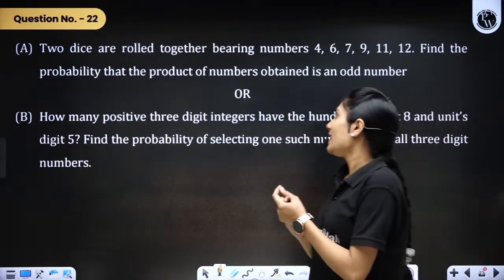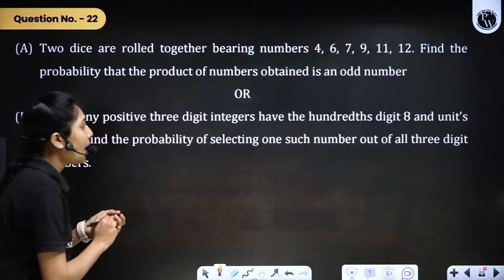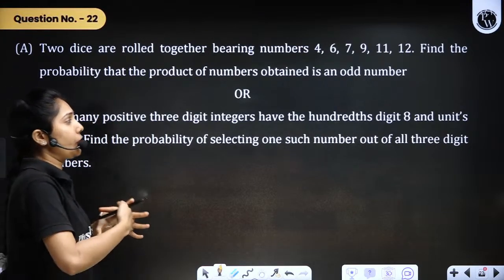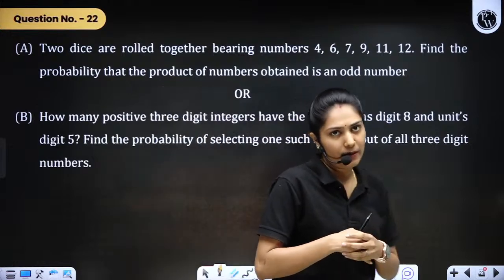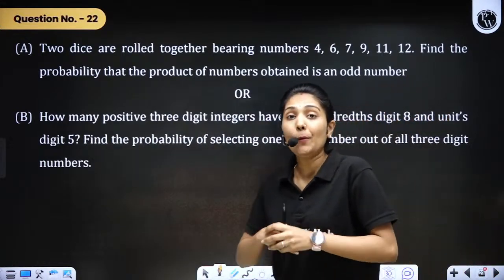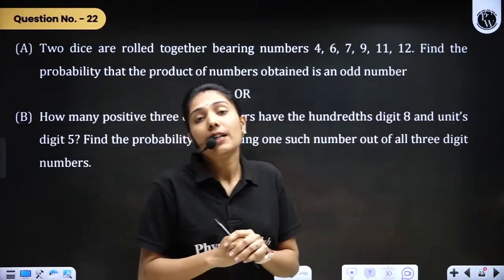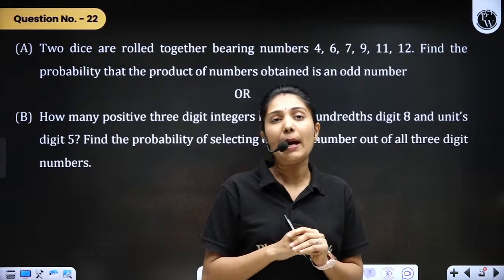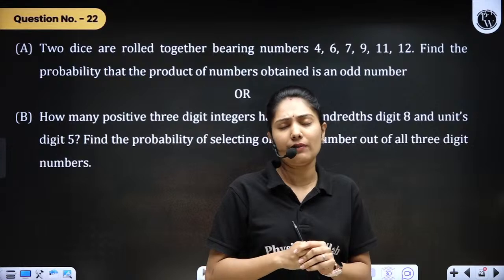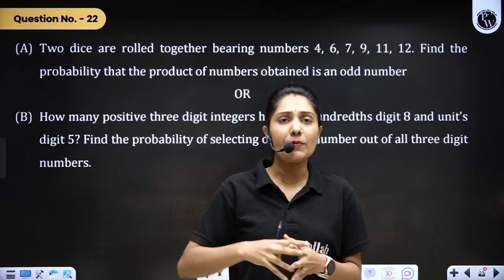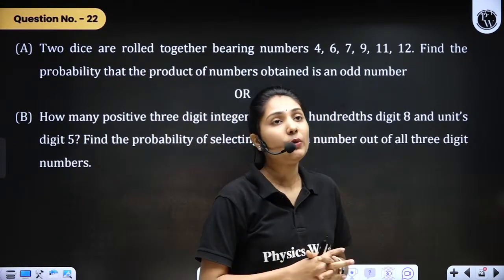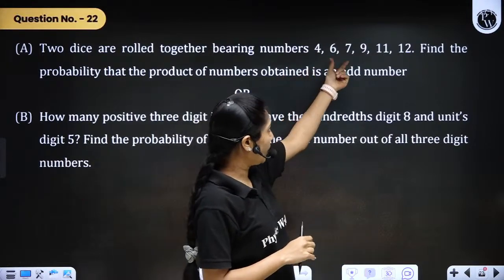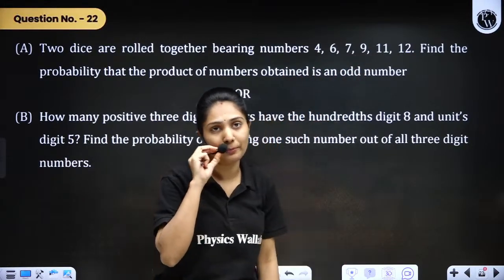Next is, 2 dice are rolled together bearing the numbers. Find the probability that the product of numbers obtained is an odd number. So firstly, tell me how many possibilities are there. Number of elements in sample space. Okay. What will be the number of elements in sample space? What will be all the possible outcomes from this particular event when 2 dice get rolled, having the entries as 4, 6, 7, 9, 11 and 12.